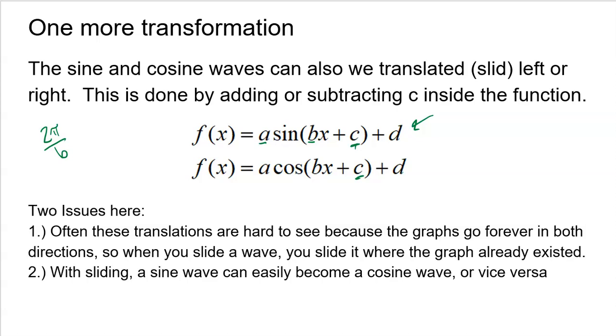But I want to make sure I mention 2 issues here. Often these translations are hard to see because the graphs go forever and ever in both directions. So for example, a sine curve just keeps doing this forever and ever, both directions, by the way. So if you take that curve and you slide it one way or the other, you're sliding it to where the curve already existed. So again, they're just kind of hard to see. With sliding, also a sine curve could easily become a cosine curve.